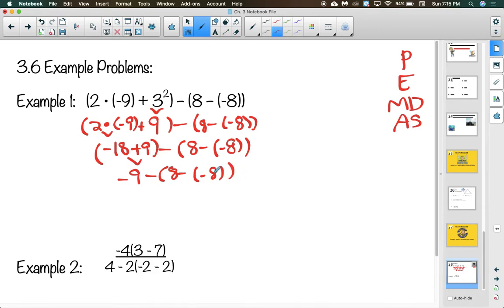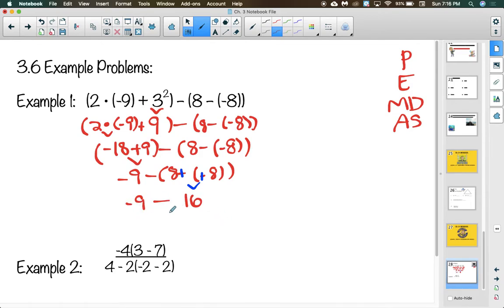Okay, inside this set of parentheses, I only have one problem. It's a subtraction problem. 8 minus negative 8. Minus tells me I have to add a line and change the sign. This becomes a really nice, easy problem here. 8 plus 8 is 16. I can drop the parentheses because I have no other problem inside.